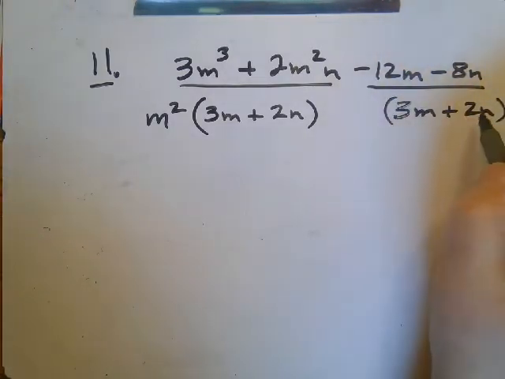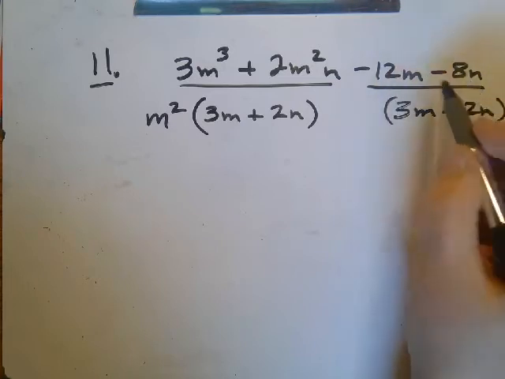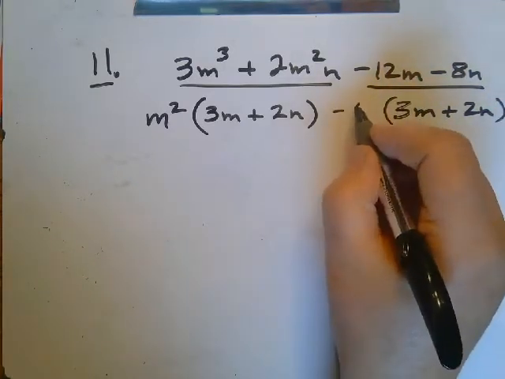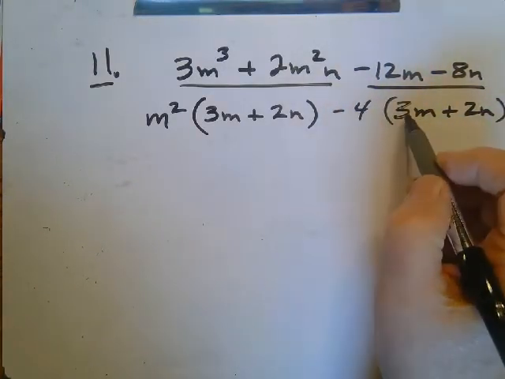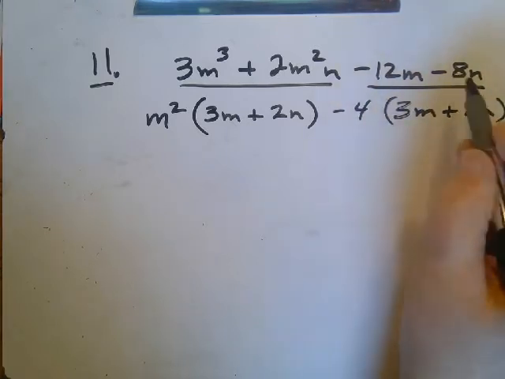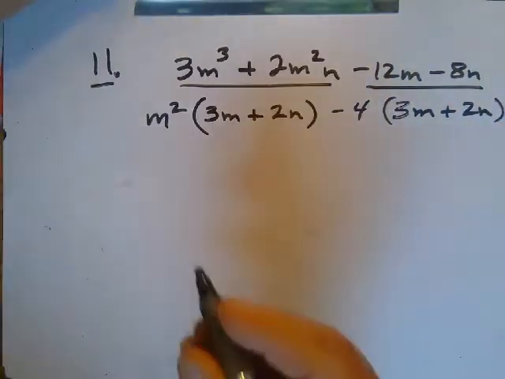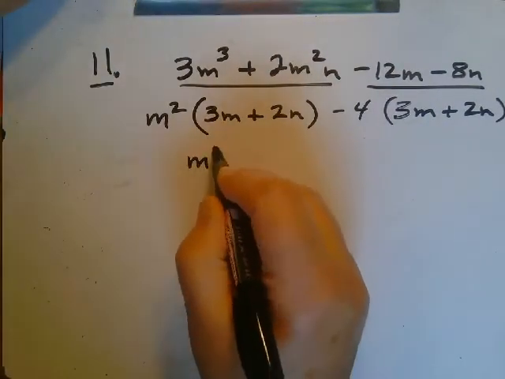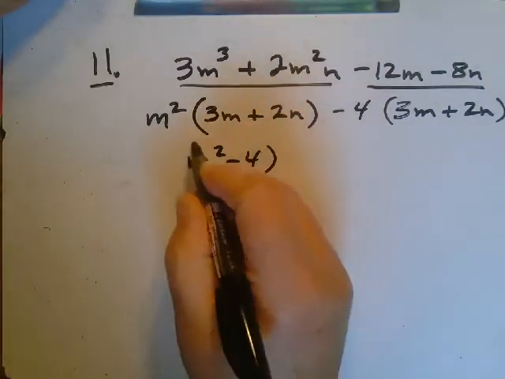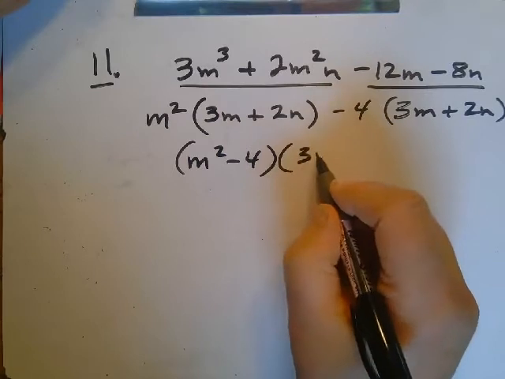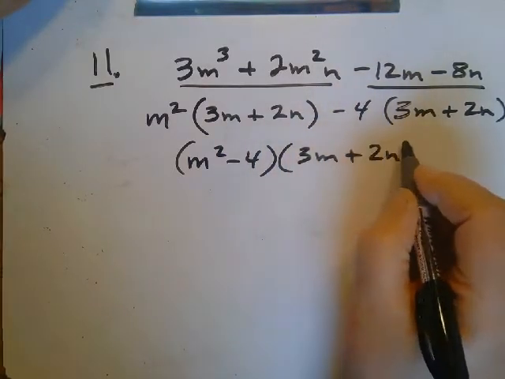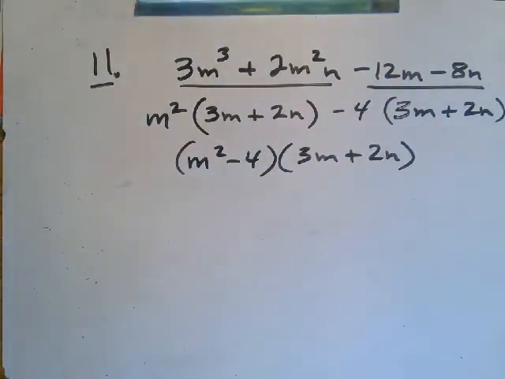What had to come out of this group? Well, it looks like it was divided by a negative 4. Negative 4 times 3 is a negative 12. That's right, we just took a negative 4 out of that. So now we're ready to marry the pieces. So m squared minus 4 and 3m plus 2n. The 2 shall become 1.